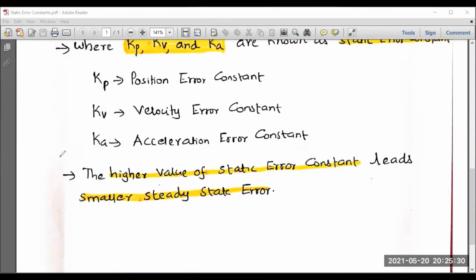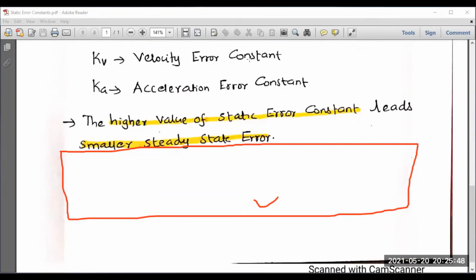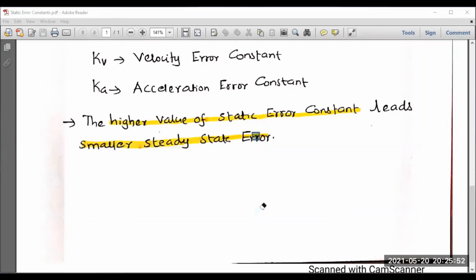What do we mean by that? The meaning is, the higher the value of the static error constant, the smaller the steady state error. If you maintain a high value of the static error constant, the steady state error is very small. Or else I can write it in another, very simple manner. Let me write that particular statement.